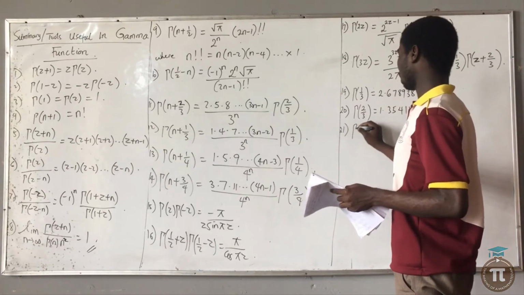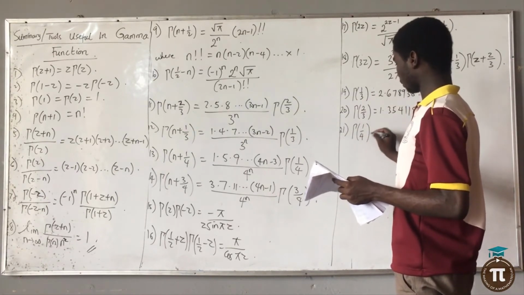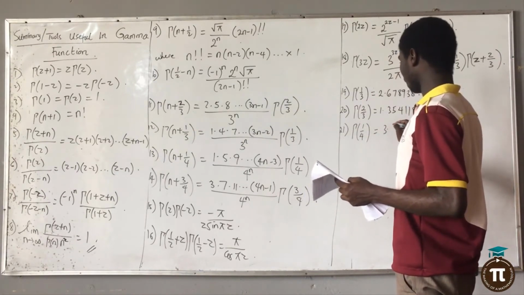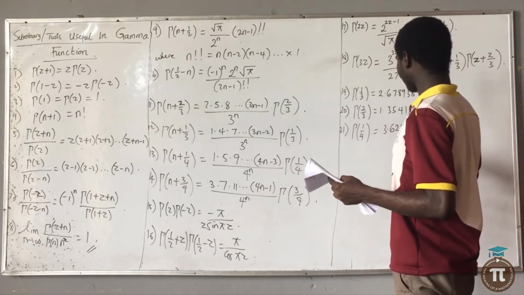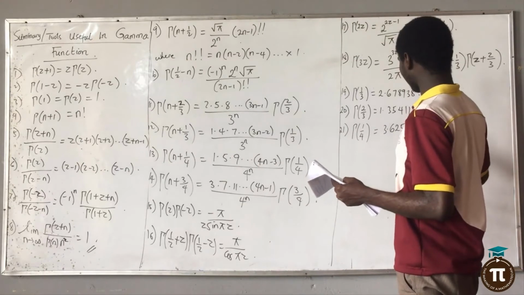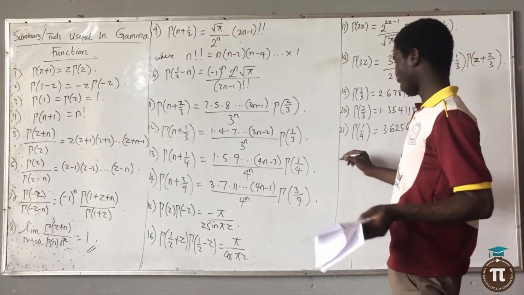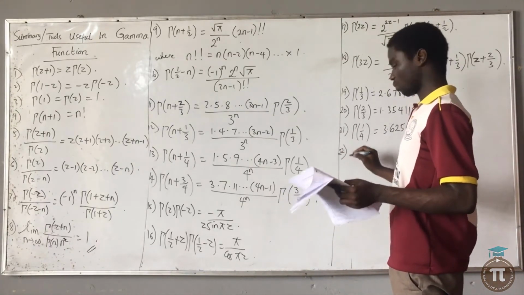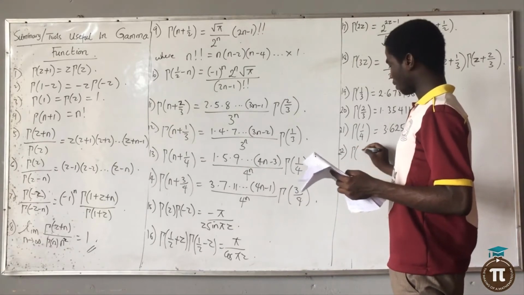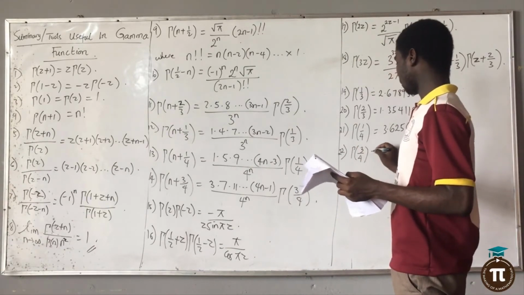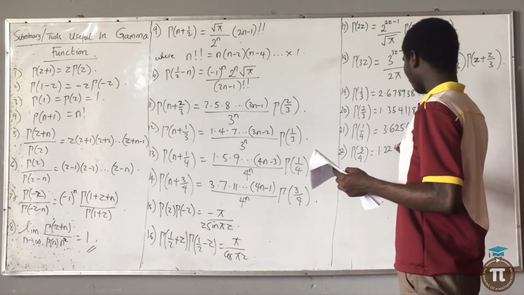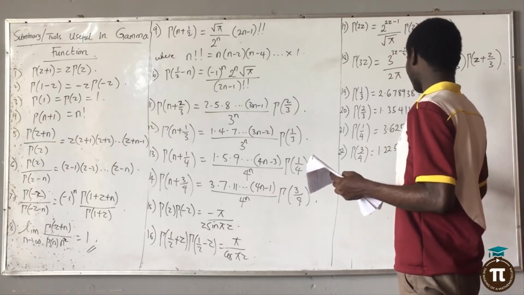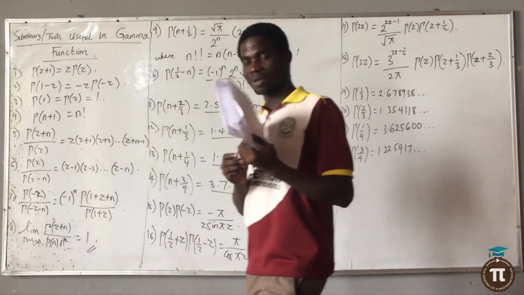21, gamma of 1 over 4 is 3.625600, and it goes on like that as well. Number 22, gamma of 3 over 4 is equal to 1.225417. So that is what we have.